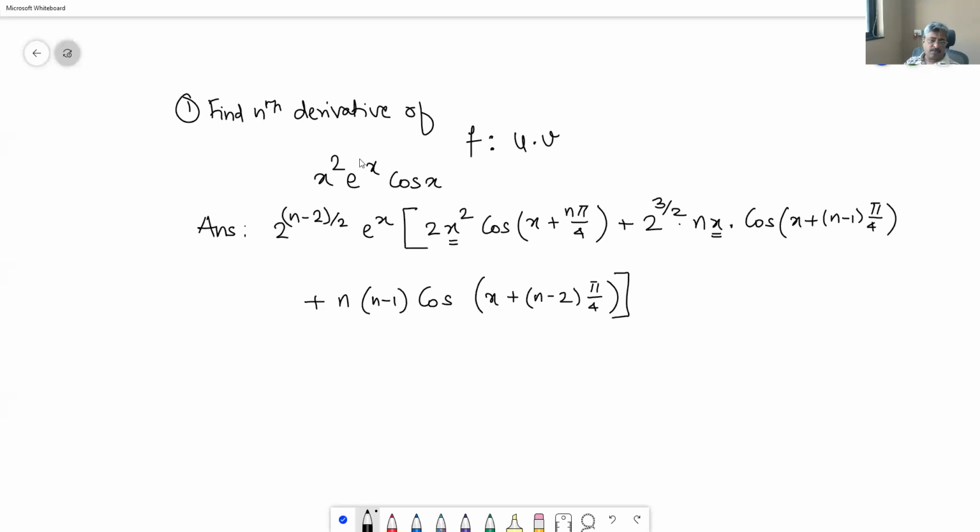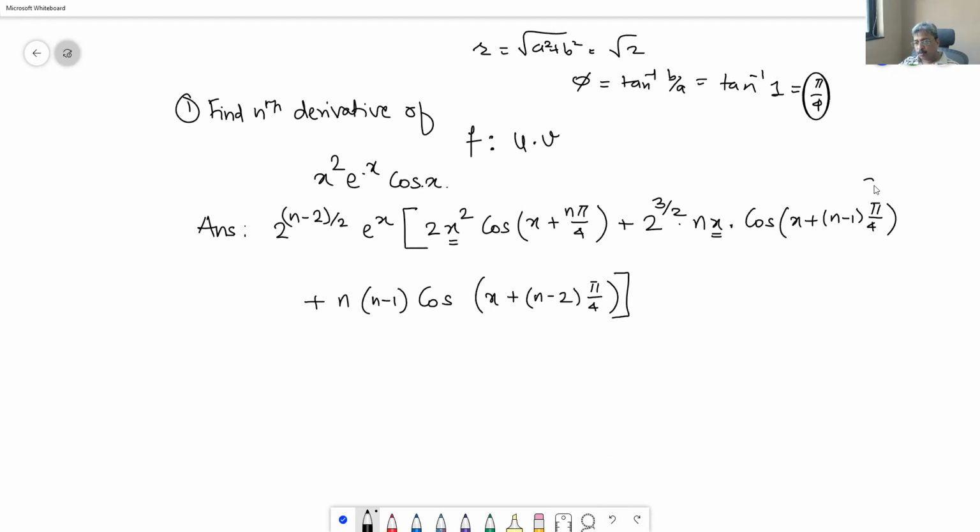And of course, for this function we have found out the nth derivative, where a is equal to 1, b is equal to 1, c is equal to 0. So r is equal to root of a square plus b square, which was equal to root 2. And the angle phi was tan inverse b by a, which was equal to tan inverse 1, which is equal to pi by 4.